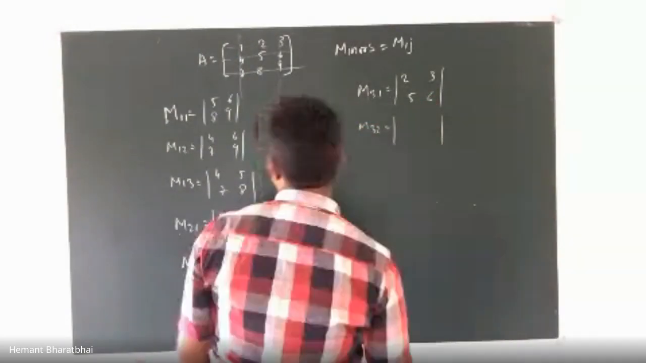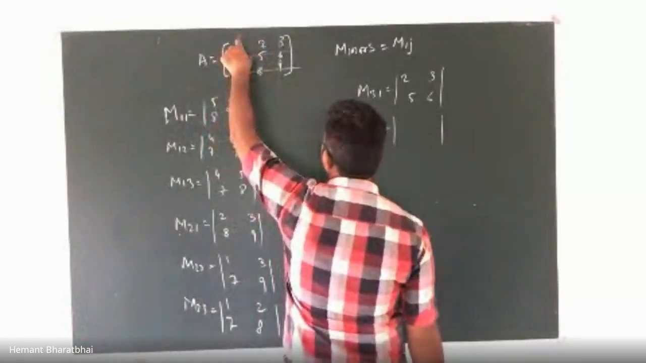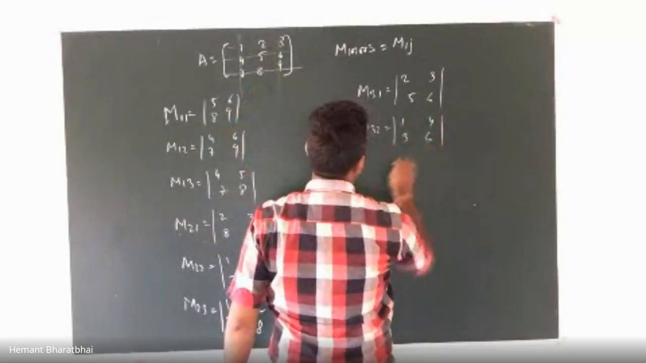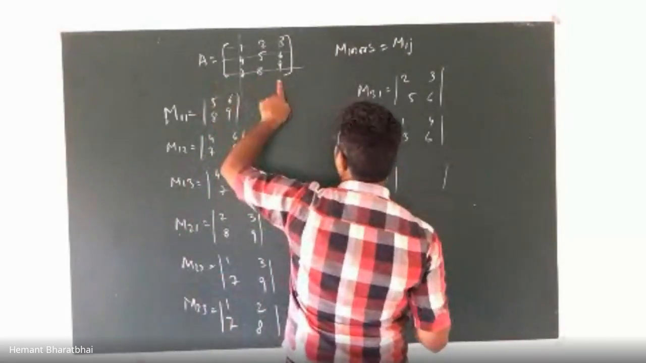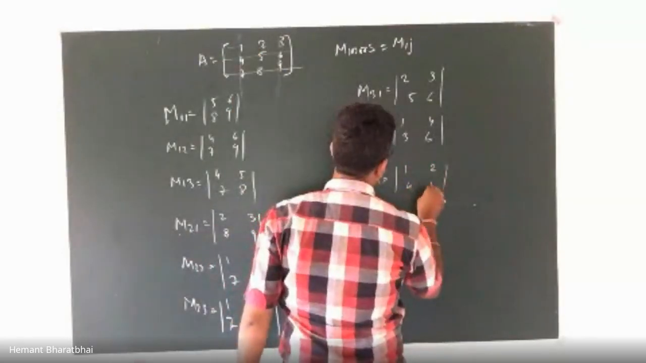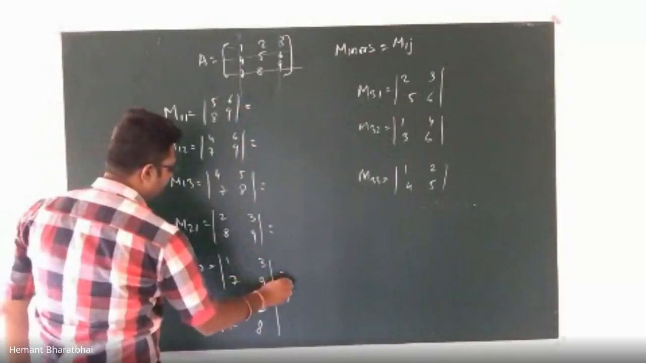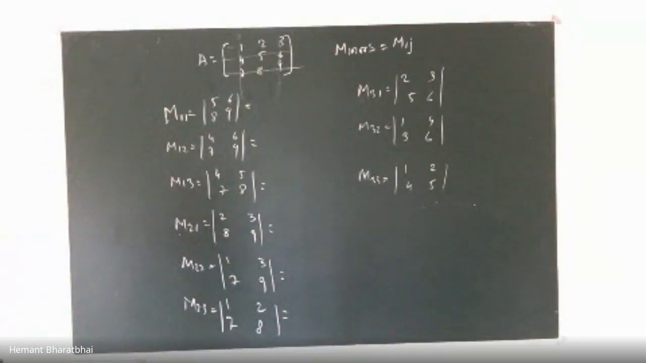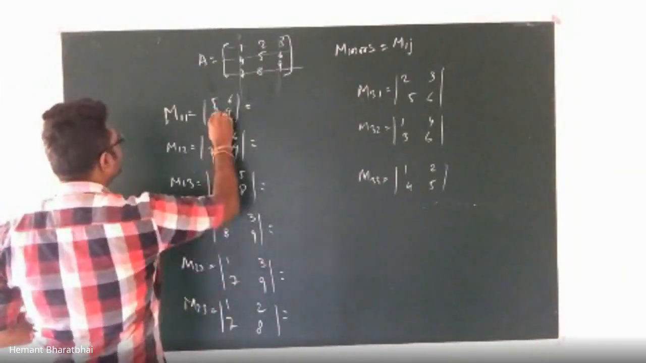M32: cancel third row and second column. So what remains is 1, 3, 4 and 6. Then M33: cancel third row and third column. So what remains is 1, 2, 4 and 5. Then I have already told you what you will have to do. First, you go in the direction of the blue line, then in the direction of the yellow line, and a minus sign in between the both.